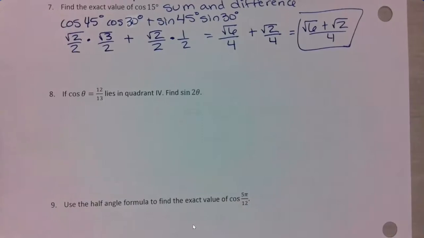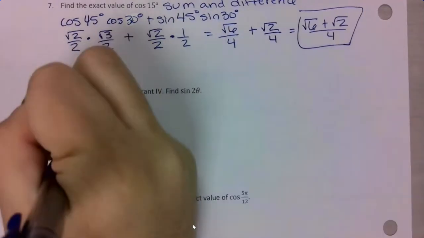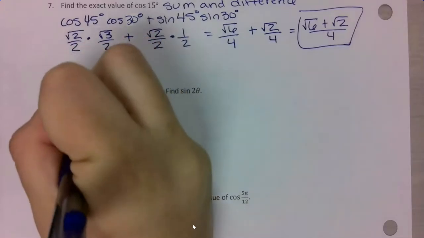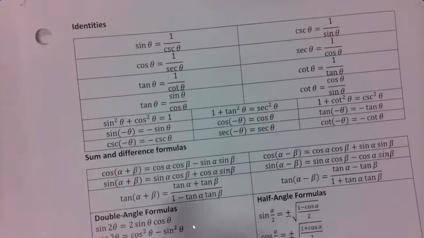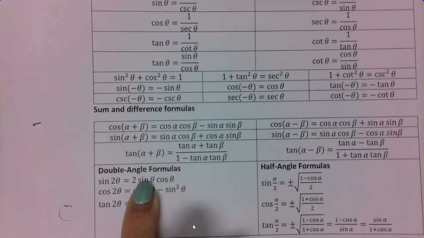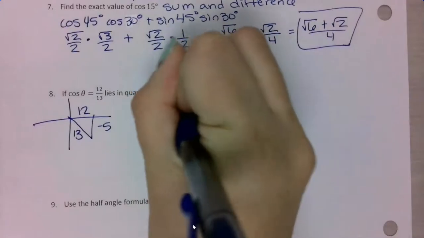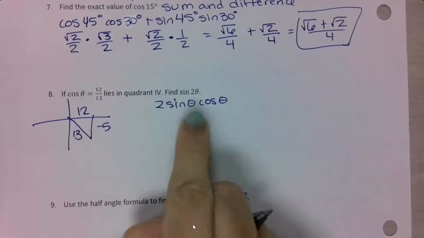Number 8 tells me if cosine is 12 over 13 and lies in quadrant 4, I need to find sine of 2 theta. So quadrant 4 is right here. 12 over 13, that makes this a negative 5 because that's going down. Sine of 2 theta is using a double angle formula. So this is this one right here. I want to find 2 sine cosine. So I'm going to use this triangle to get those values.